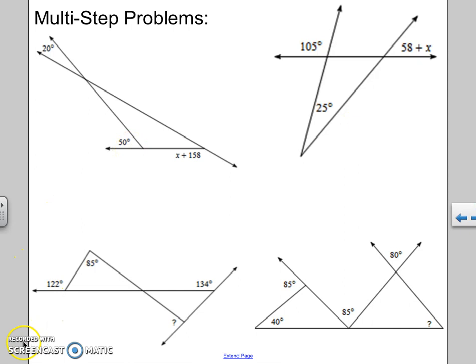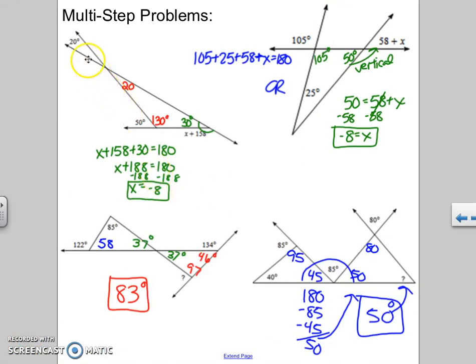Good luck. This one I got -8, and so my thought process behind it was I bumped in 20 here because it was vertical. I saw that this was a linear pair, so I did 180 minus 50 to get 130. And then you can't bump this equation in there because it's not vertical. So I used these two angles, and I did 180 minus 20 minus 30 to get me 30. And then I knew that this angle was a linear pair. So I said x plus 158 plus 30 equals 180.